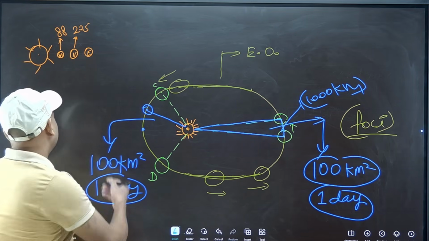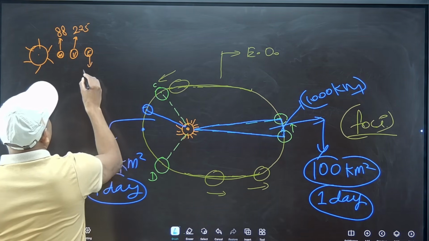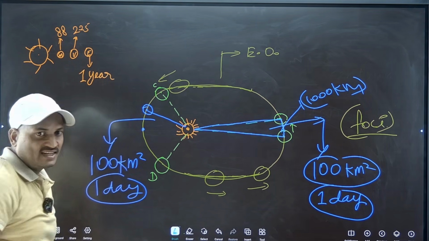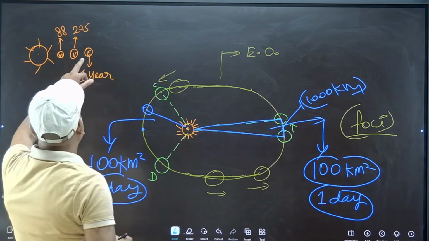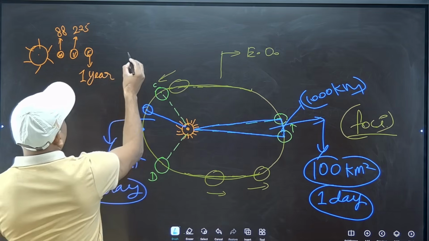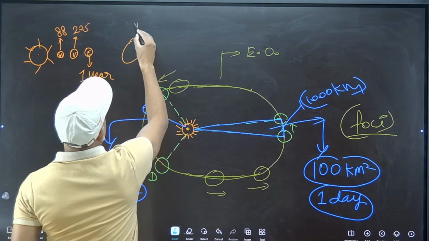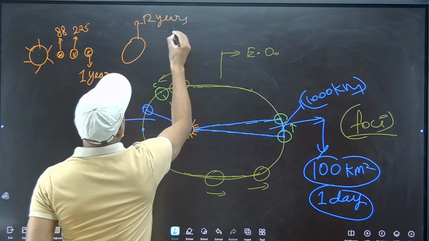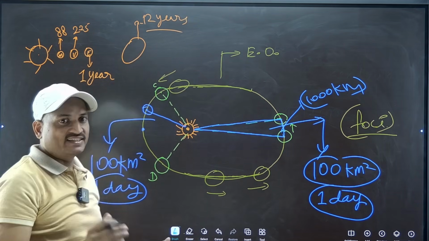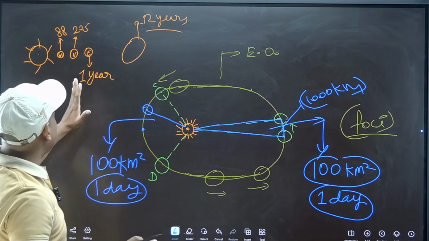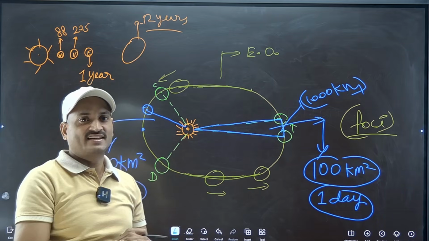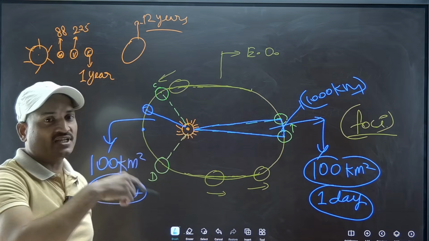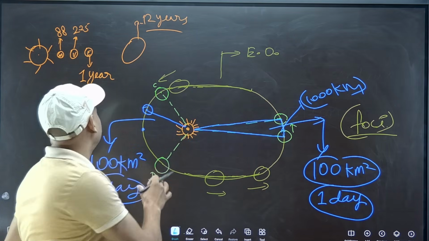And about Earth, of course we know very well. Earth takes 1 year, meaning 365 days. And similarly, if we just talk about Jupiter, humongous, it takes around 12 Earth years to complete one orbit. So the third law is saying that the farther the planet is from the sun, the longer it will take to complete one revolution around the sun. So the essence of the third law is this.